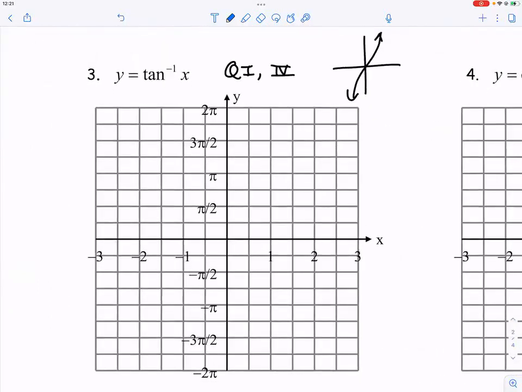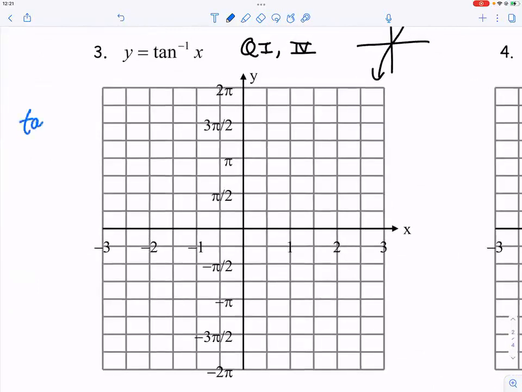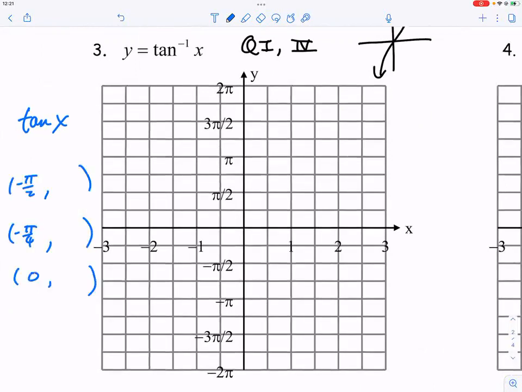All right, right here, we have tangent inverse of x. So let's think about tangent x. We have quadrants 1 and quadrants 4, so we have some nice values for tangent. So let's go ahead from negative pi over 2, and I'm going to go to negative pi over 4 as well, because that's going to give us a good, nice number. I'm going to give you a moment to write out these values. So tangent of negative pi over 2, what would that be? What is tangent of negative pi over 4? Tangent 0.